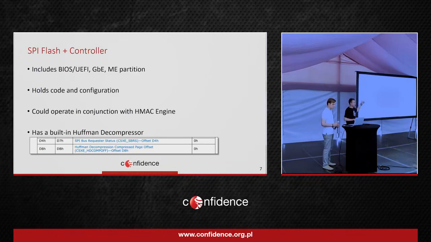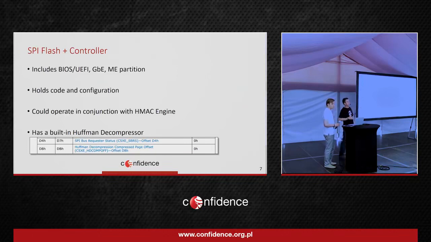Also it stores ME code, ME partitions. There is actually a big region dedicated to the management engine, and usually it's not available from the operating system. And there is some data related to gigabit Ethernet, and probably some other data. And this flash chip controller can operate with DMA, so you can map flash memory to the memory of the management engine, and also you can use the so-called Huffman decompressor.